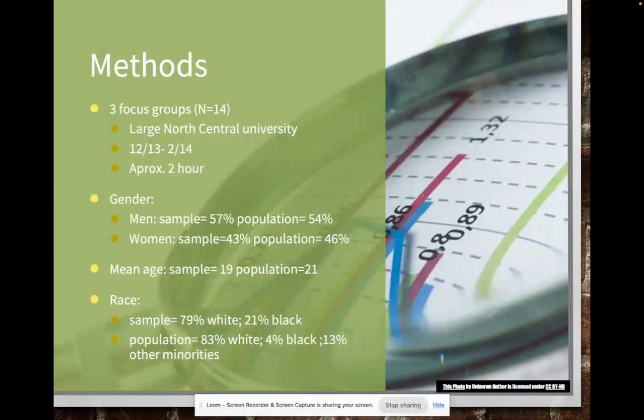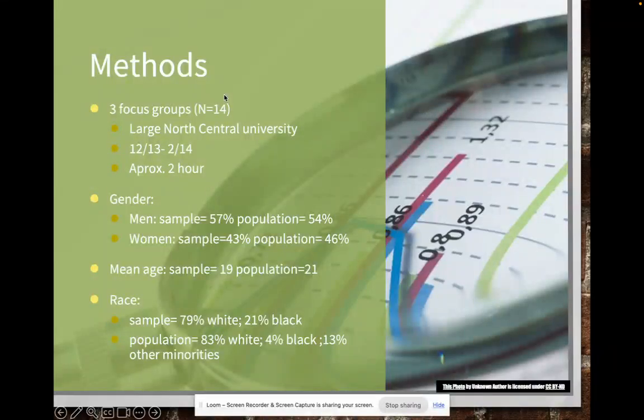So I did 3 focus groups with 14 participants total at a large North Central university from December 2013 to February 2014. They lasted approximately 2 hours. Here's the gender makeup of my focus groups compared to the overall population.